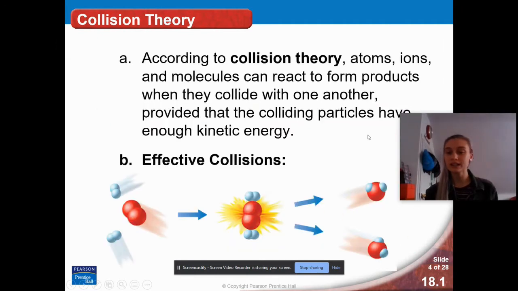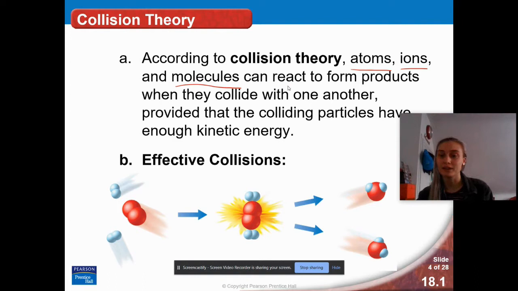And so now we're getting into this thing called collision theory. This is just how reactions actually happen. They happen by collision. In collision theory, the things that are reacting, in our case an atom, an ion, or a molecule, are going to be your reactants, right?